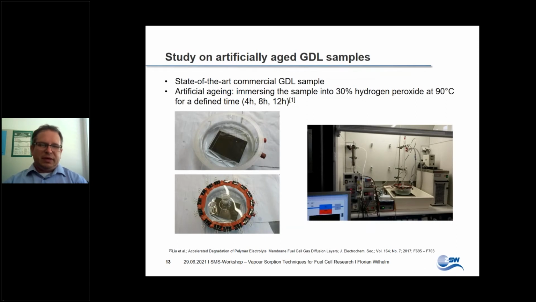So what we did here, we performed a study on artificially aged GDL samples. We employed state-of-the-art commercial GDL samples, which were immersed into 30% of hydrogen peroxide at 90 degrees Celsius for a defined time that was 4 hours, 8 hours, and 12 hours.